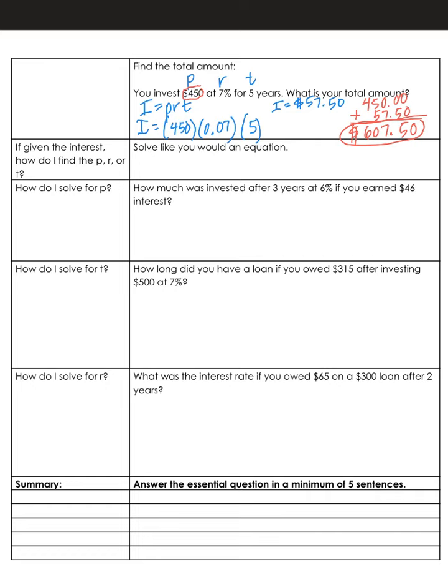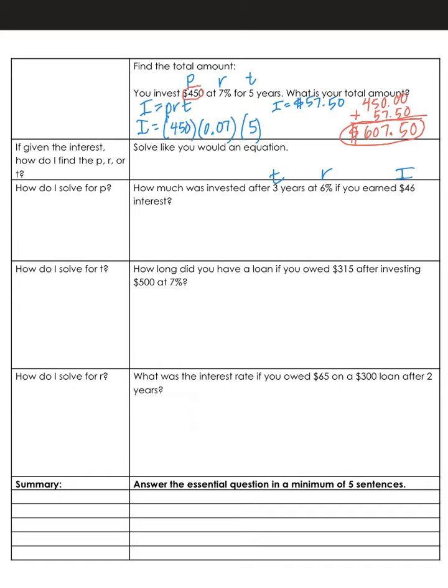So our question is, how much was invested? So we're trying to figure out I after 3 years. 3 years is our T at 6%, which is our rate. If you earned $46. And so I want to correct myself real quick. I think I said that we're trying to find our I. No, we're trying to find P. We're trying to find like how much was originally invested.